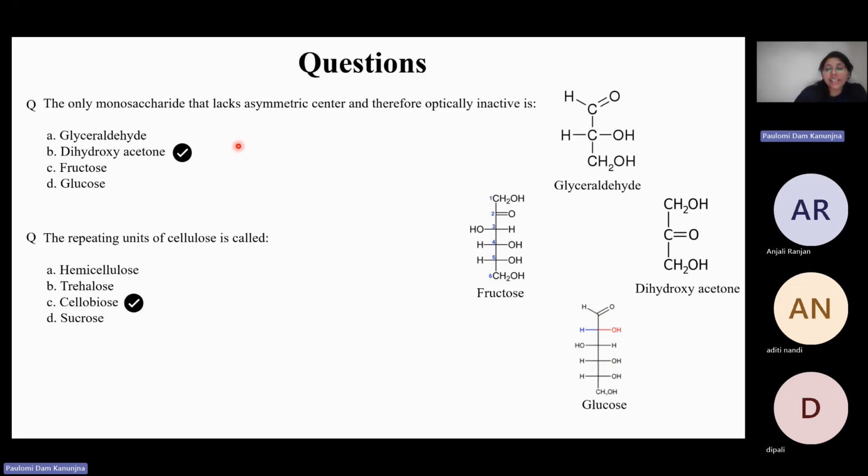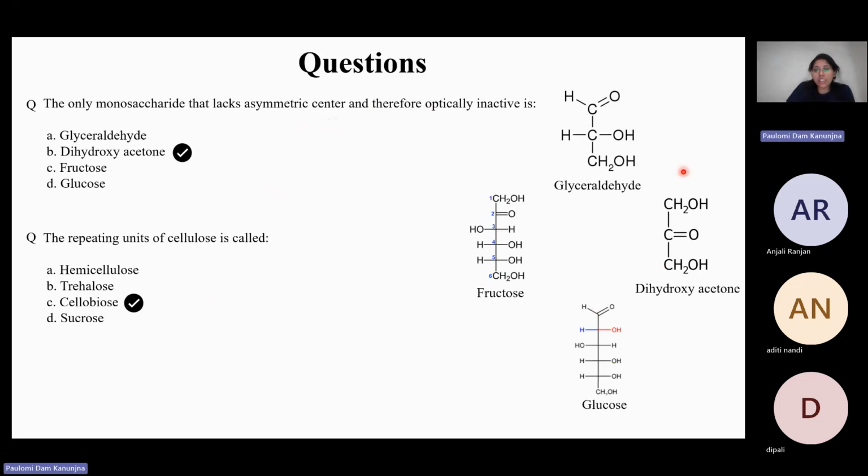The first one says which one of these are optically inactive. What is an asymmetrical center? Basically a chiral center. Chiral center means that it has all four groups different, right? That will mean it lacks an asymmetrical center. It basically doesn't have any asymmetrical center.